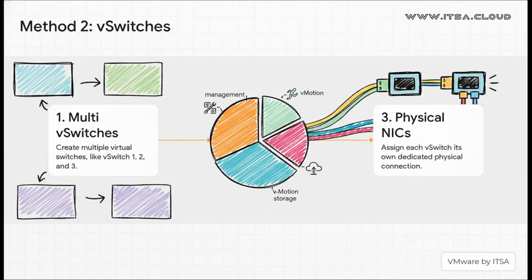Now, the second method, this is what you might call total isolation. You're not just painting lines anymore, you are building brand new highways. You create a completely new virtual switch for each specific type of traffic. And the critical part is that each of these virtual switches gets its own dedicated physical connection. It's pretty much the ultimate way to guarantee that these traffic types never, ever interfere with each other.